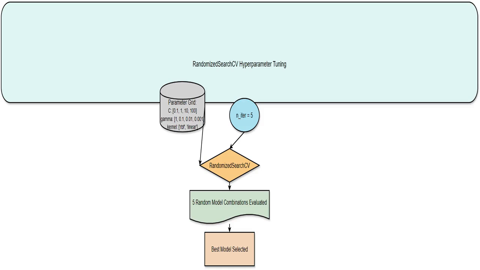This defines the range of hyperparameters that we want to test for our support vector machine, SVM. We have 4 options for the regularization parameter, C, 4 for the kernel coefficient, gamma, and 2 kernel types, RBF, and linear.